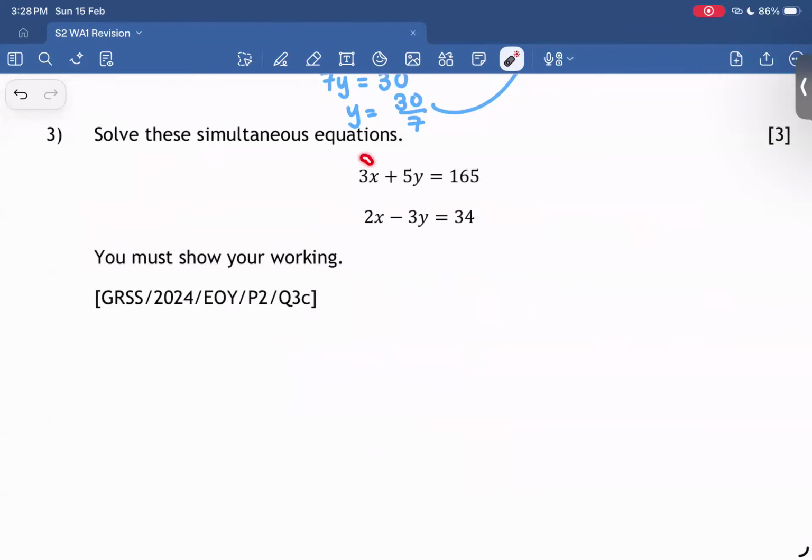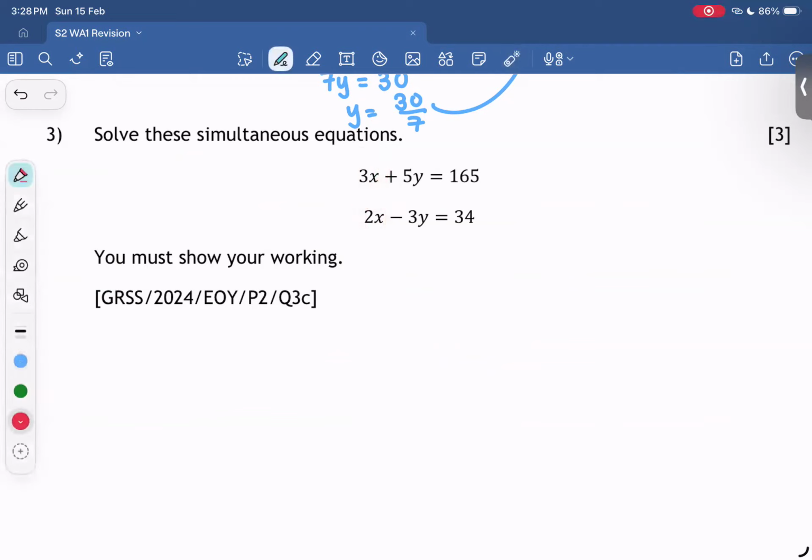Okay, Mr. Hassan, see over here, the x comes first, right? Let's just make the x the same. So I got 3x and 2x. What is the number that we can make it the same? Okay, we can make both of them become 6x. So how do we do that?